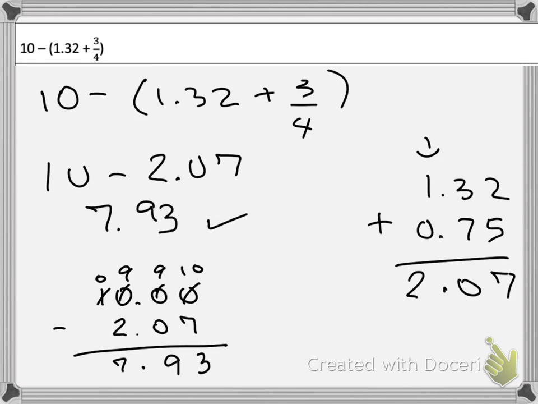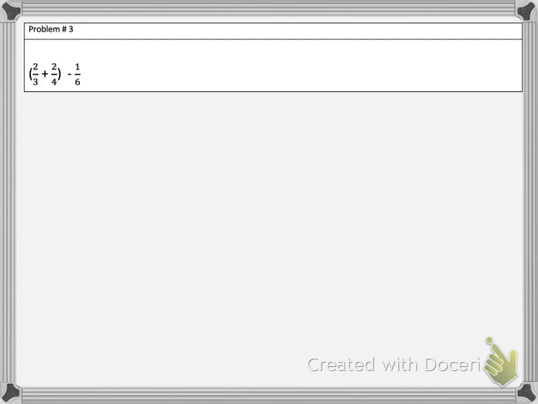There you go. For the last problem, why don't you just do it on your own? You pause the video, try to do it on your own, and then you come back and see if we did exactly the same thing. So go ahead and pause the video and try to work it on your own. Okay, so let me do this. We do the parentheses first.